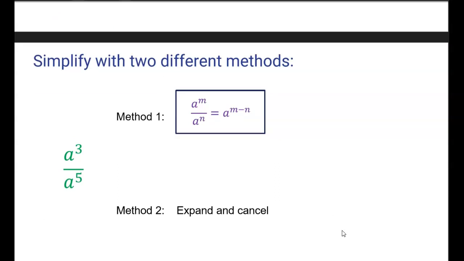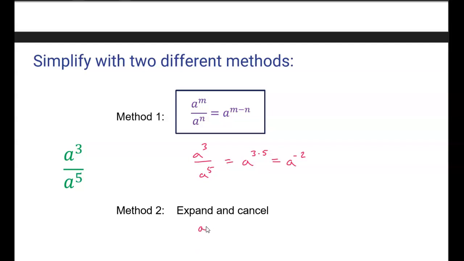Let's do one more of these. A to the 3rd over a to the 5th. So we're going to use this rule again, and we're going to get a to the 3 minus 5. We subtract the exponents. 3 minus 5 is negative 2, so this is going to be a to the negative 2.